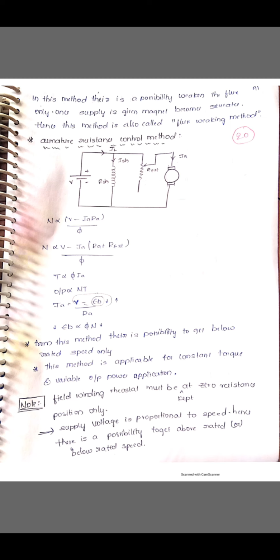These 3 points you have to remember in this method. In the flux control method, you can get above rated speeds, variable torque applications, and this method is used for constant output power applications. Next, come to the armature resistance control method.